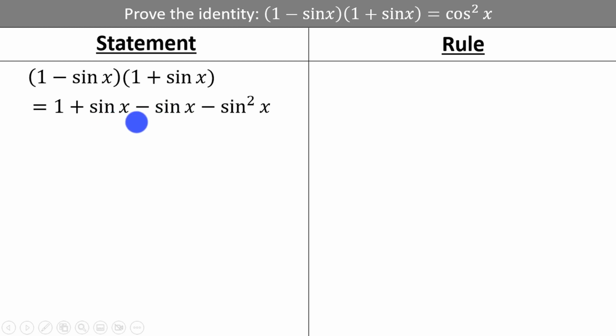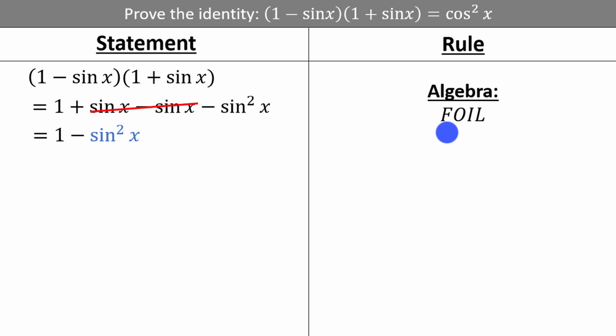We notice that the two middle terms cancel, which we knew was going to happen because we were multiplying by conjugates. This leaves us with 1 minus sine squared of x. We justify this step by algebra, more specifically FOIL. At this point, we have a squared trig function. Anytime you have a squared trig function, you can use a Pythagorean identity.